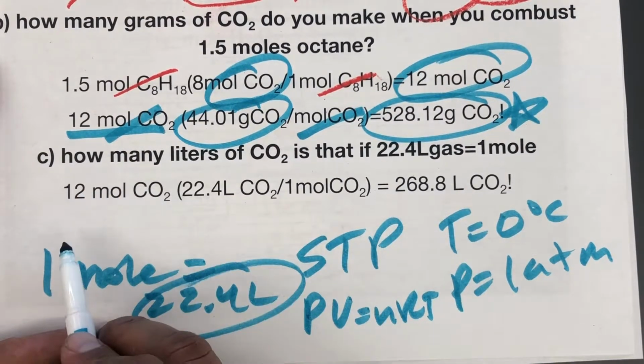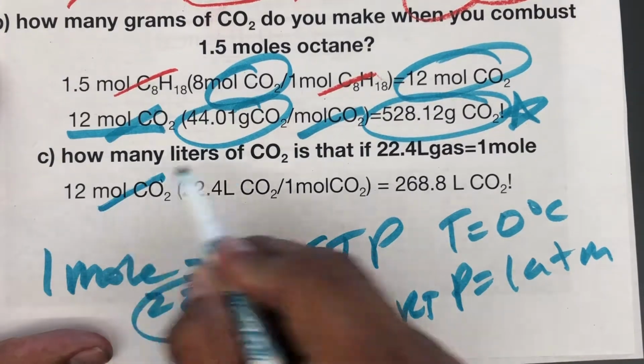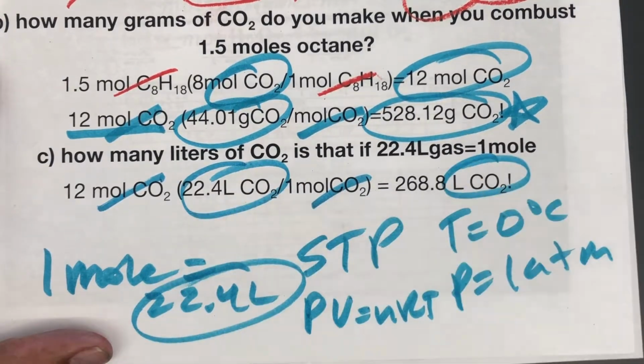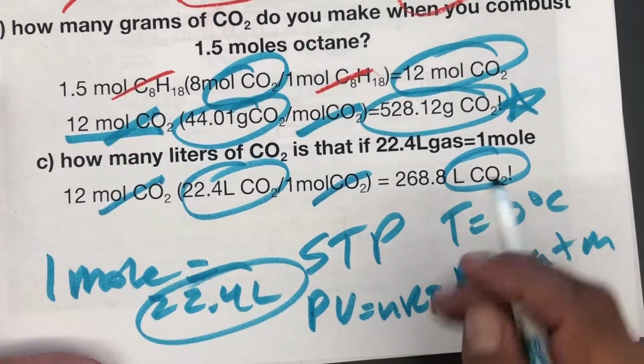So 12 moles of CO2, 22.4 liters of CO2 for every 1 mole of CO2. The moles of CO2 cancel, we end up with liters of CO2. So there it is, 268.8 liters of CO2.